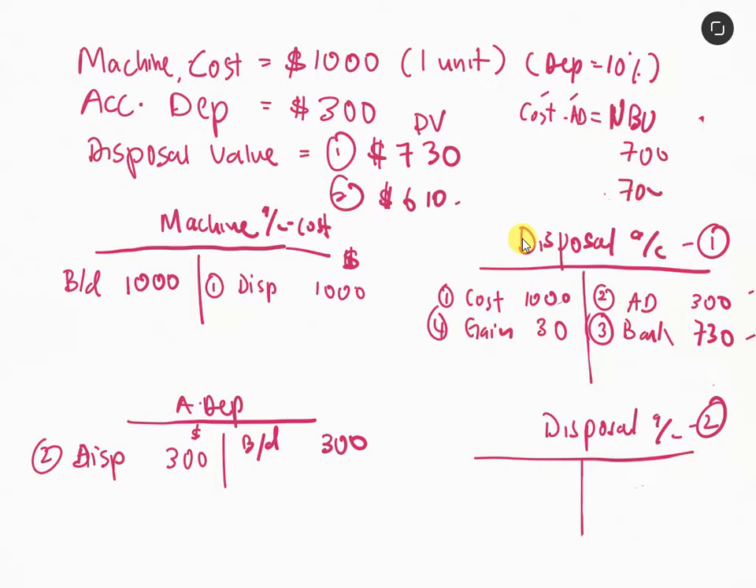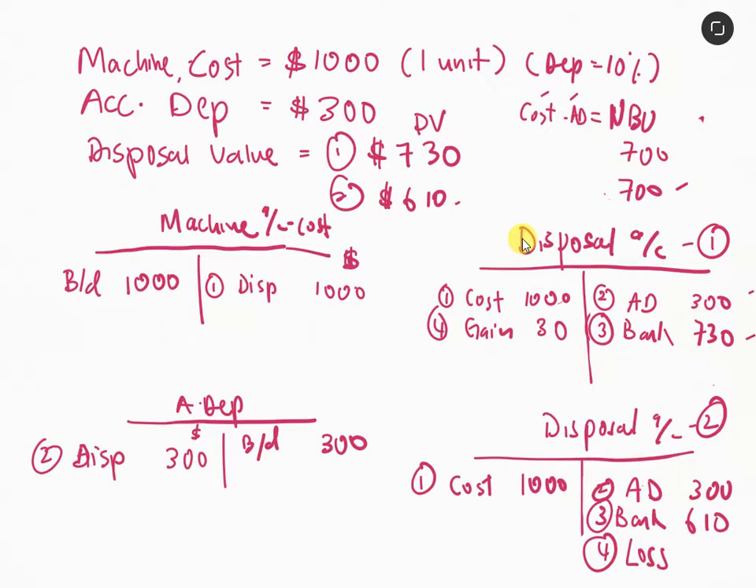Net book value is 700. Gain or loss? If I sell below net book value, it is a loss. How to record? Same. Step 1, transfer the cost to disposal. Step 2, transfer the accumulated depreciation to disposal. Net book value is 700. Step 3, bank 610. 610, 910, 1000. Balancing is a loss of 90.